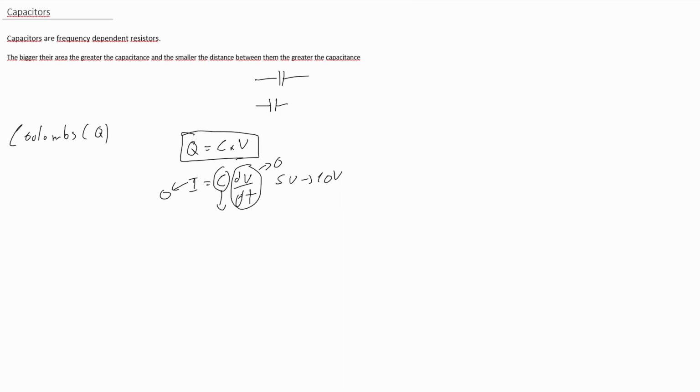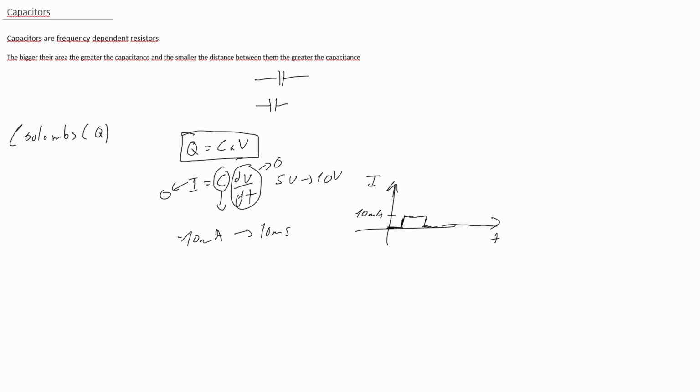For example, if you apply a current of 10 milliamps during a period of 10 milliseconds, the voltage of the capacitor will increase by 10. Okay, we have this graph. We have here the current, and here the time. Let's say that you have a current of 0, and then we increase the current to 10 milliamps.